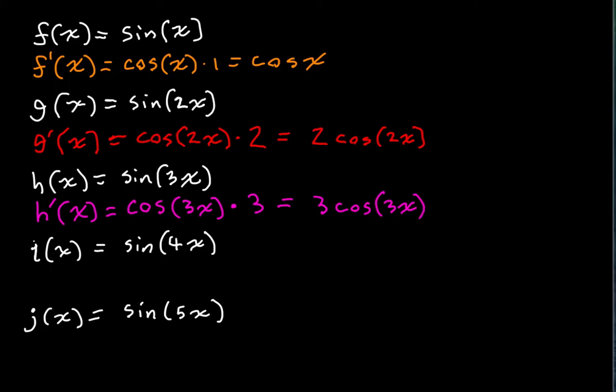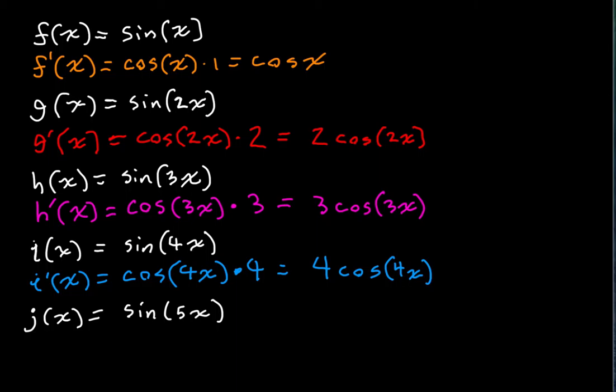Cool. Now what about I? We have the function I of x. And I isn't a letter that I use very often for functions, but I prime of x is going to be equal to, well, we're doing the same thing again, right? Derivative of the outside function with respect to the inner function. Cosine of 4x times the derivative of the inner function with respect to x, times 4. It's going to be equal to 4 cosine of 4x.